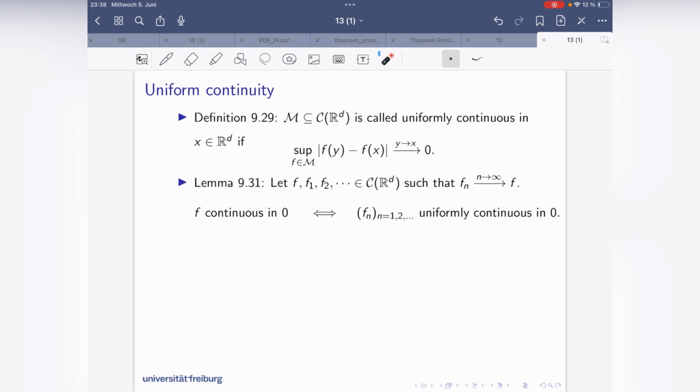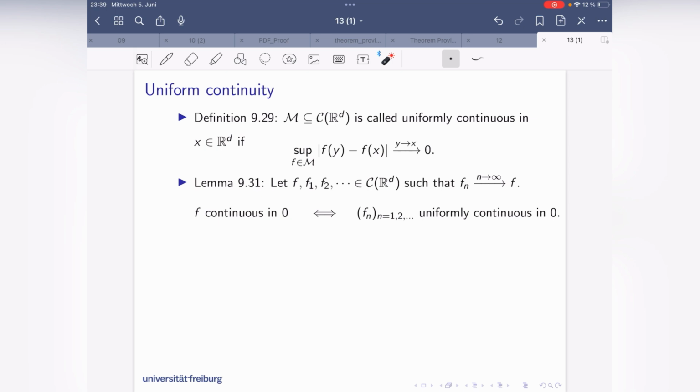That's another lemma that we are going to need. Uniform continuity, that's a basic lemma, which you might also know already from your calculus class. A set of functions is called uniformly continuous in some x if, whenever y converges to x, f of y minus f of x goes to 0, uniformly for all f in the set of functions.